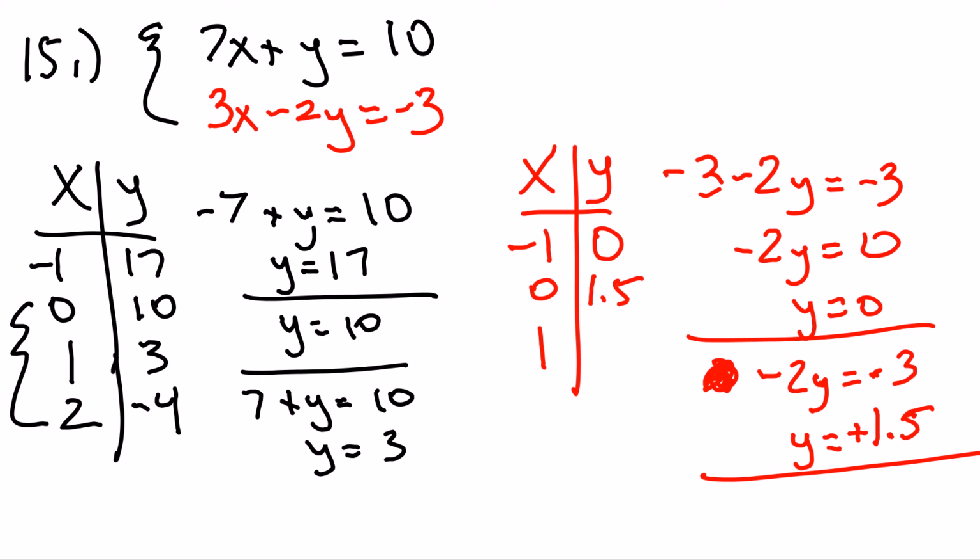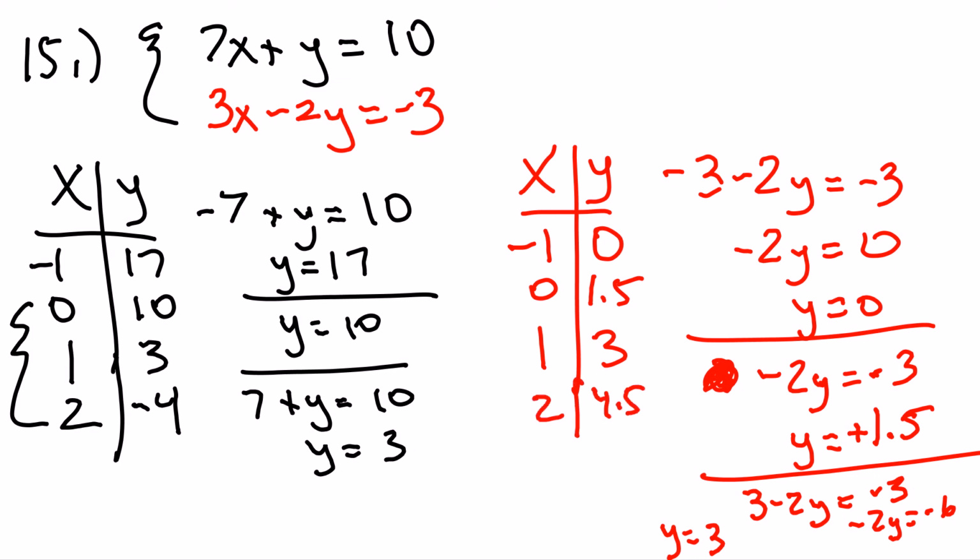So I have 3 times x, so that's 3 minus 2y equals negative 3. I subtract 3 from both sides, I get minus 2y equals minus 6. I divide both sides by negative 2, I get y equals positive 3, just like I thought. I'm going up by 1.5, so I will get 4.5. I get 3 and 6. Now, these are going to be the points that I graph because they don't have any fractions, and I just know you guys like stuff without fractions better.